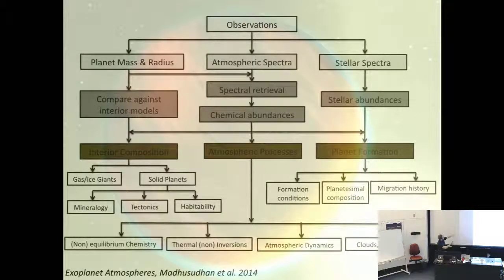So here's a summary of everything we want to know about planets. This is a nice review paper from Nikku Madhusudhan, where you have observations of planet mass and radius, we have atmospheric spectra, and then we might know something about the star. The idea is that you want to synthesize all of these pieces of information to see if you can put together a whole picture of what's going on. Chemical abundances in the atmospheres of planets, combined with the knowledge of the stellar abundances, can tell us something about how these planets formed. We'll talk about that more in detail.